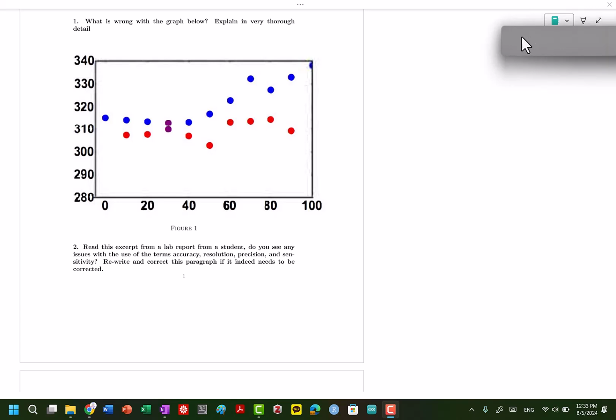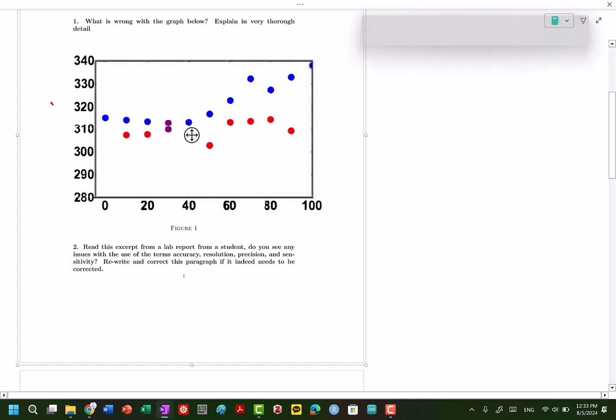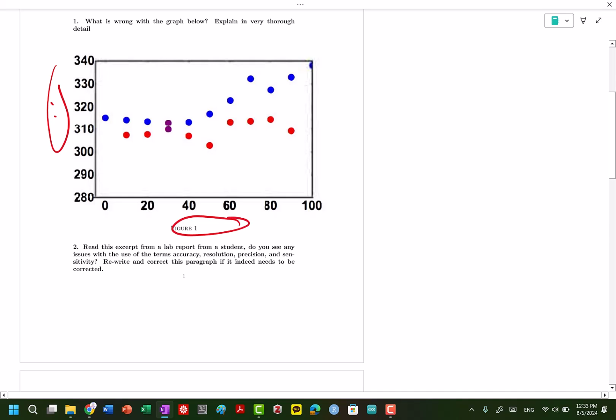So first thing we can see here with this graph is, well, what are we looking at? What are our axes labels? Well, there are none. We don't know what the units are. We don't know what's being plotted. There's no caption, and there's no description of the caption as well. So that's very, very bad.